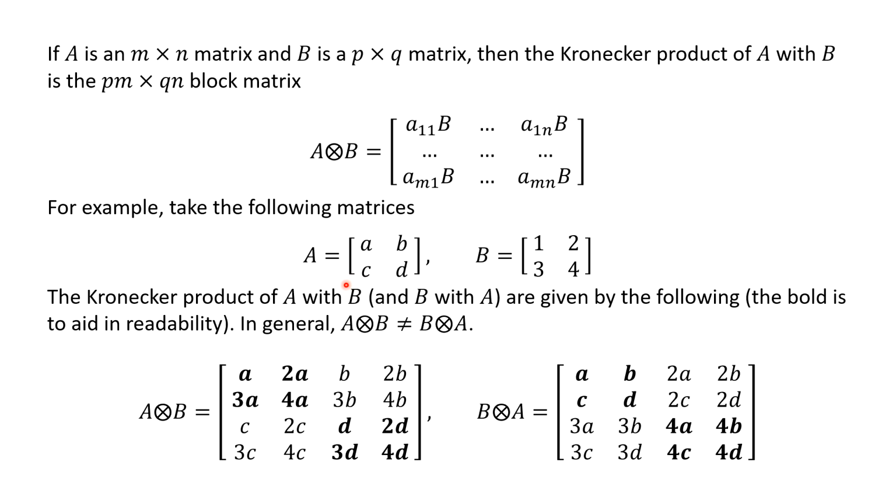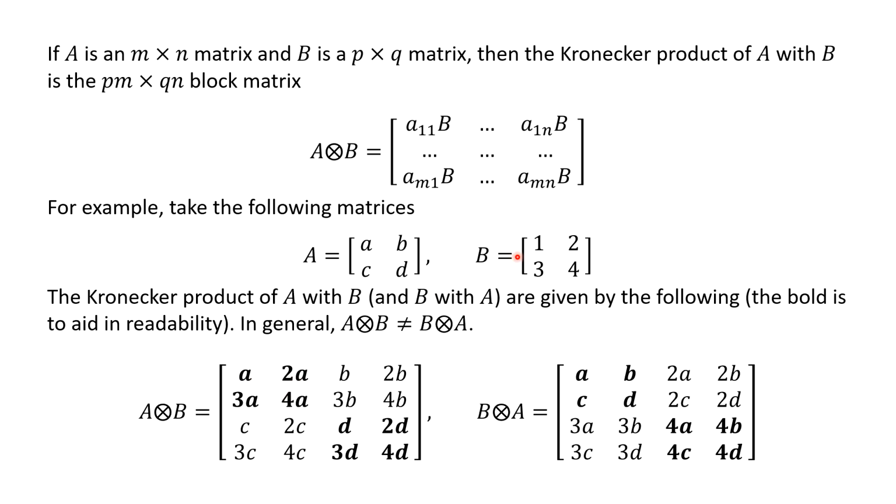We'll just take 2 by 2 matrices. But again, they don't need to be square. They can be of different sizes. So A is a, b, c, d. And B is 1, 2, 3, 4. And on the left here, I'm taking the Kronecker product of A with B. So we take A and we multiply it times B, and that's this thing in bold here.